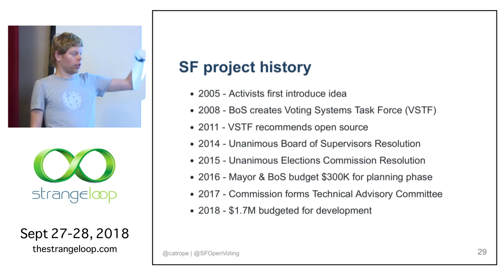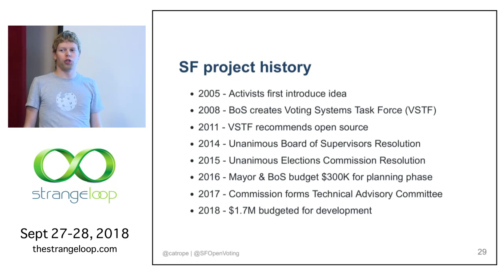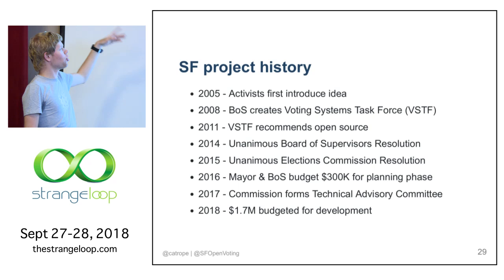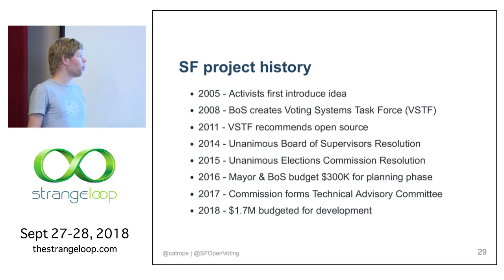So there's a long history of advocacy there, where in 2005 people started talking about this when some of the first scandals came up about electronic voting machines that had been rolled out about 3 years prior. And then there's this whole history of bureaucracy where it takes about 7 years to go from establishing a task force to getting the Elections Commission to agree that this is something that we should do. But from there it's starting to move a little bit. We got a little bit of money to do a planning phase, and last year a technical advisory committee was formed, which I sit on. That's why I'm here. That's how I fit into this.